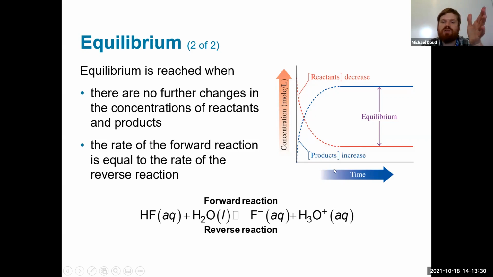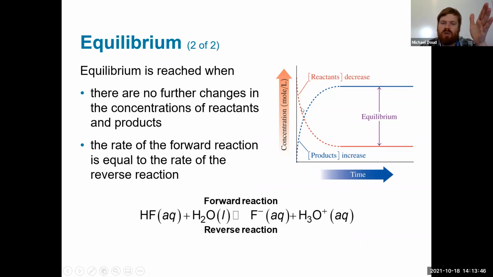Again, when you start the reaction, you have a certain number of reactants, and those are going to quickly react until you reach equilibrium, and then they're going to slow down. The way you can think about it is this: if you just have HF in an aqueous solution, then the HF can give up protons to form F-, but if there's no F- around, then the F- can't do the reverse reaction.